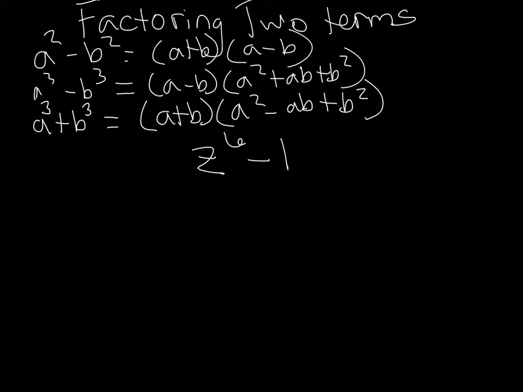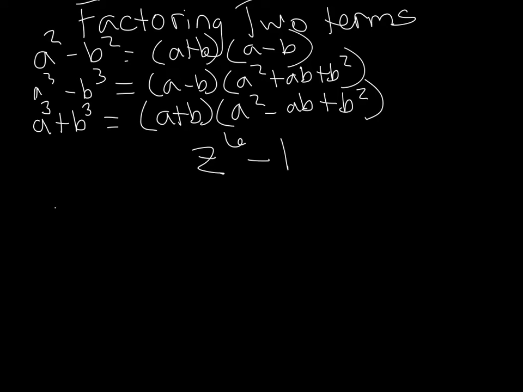Alright, so let's go ahead and look at the case where we are factoring in two terms. Now this problem is tricky. z to the sixth minus 1. It's hard to know how you should break this up, perhaps, because we have two different options here.